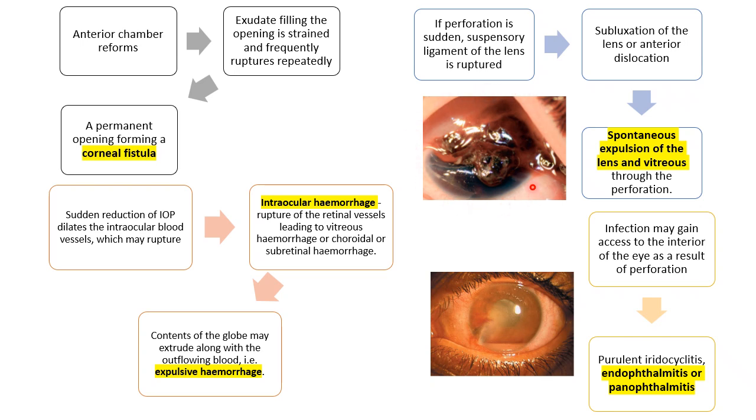So, a sudden perforation can lead to spontaneous expulsion of the lens, the iris tissue, and the vitreous. And this may be accompanied by a phenomenon known as expulsive hemorrhage. Now, where is the hemorrhage coming from? You see, in cases of sudden perforation and sudden reduction of IOP, the intraocular vessels dilate. And when they dilate suddenly, they may even rupture, leading to intraocular hemorrhage. This in turn can cause vitreous hemorrhage or choroidal hemorrhage, and the contents of the globe can extrude along with the outflowing blood, and then it is known as expulsive hemorrhage.